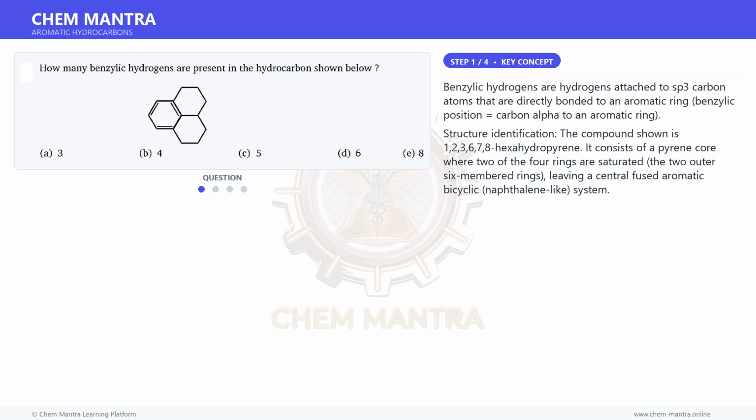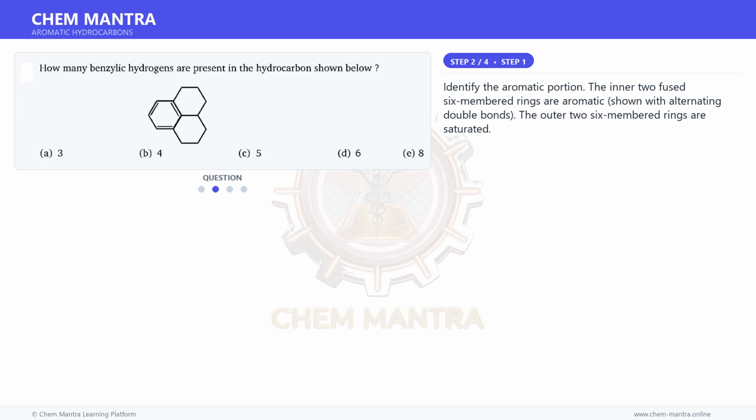Structure identification. The compound shown is 1, 2, 3, 6, 7, 8 hexahydropyrene. It consists of a pyrene core where 2 of the 4 rings are saturated, the 2 outer 6-membered rings, leaving a central fused aromatic bicyclic, naphthalene-like system. Moving on to the next step.